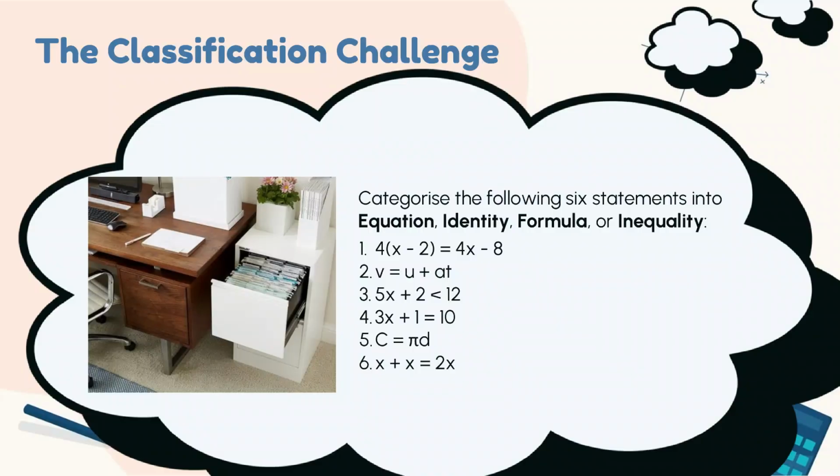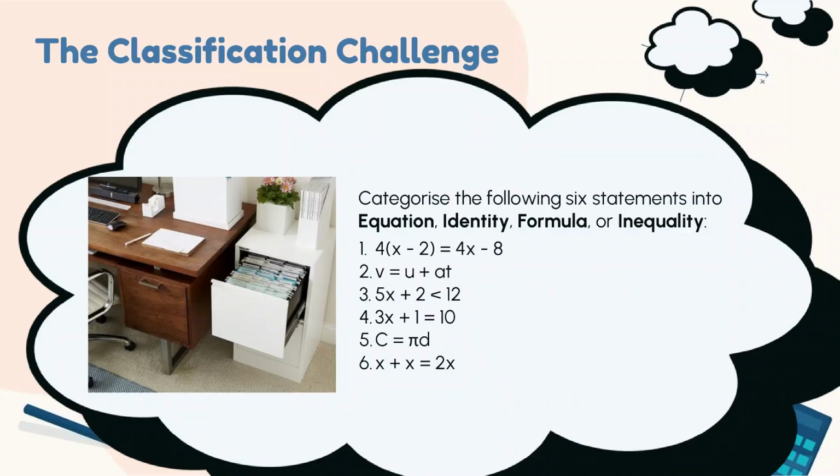Second, v equals u plus at. This is a formula because it links several variables together. It is often used in physics to describe motion. Third, 5x plus 2 is less than 12. This is an inequality because it uses the less than sign.